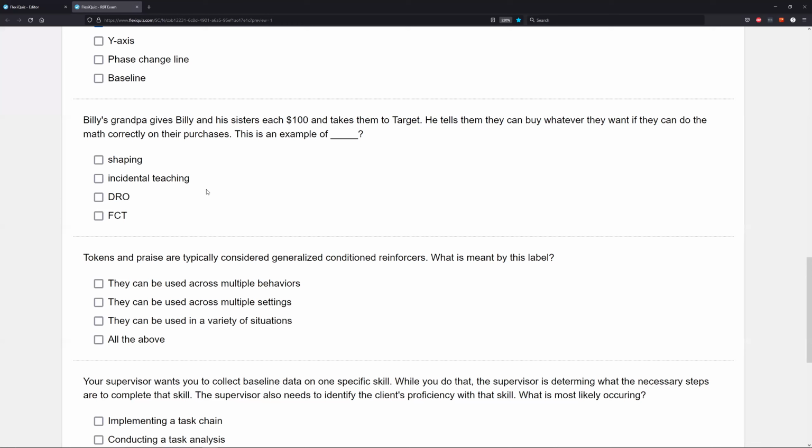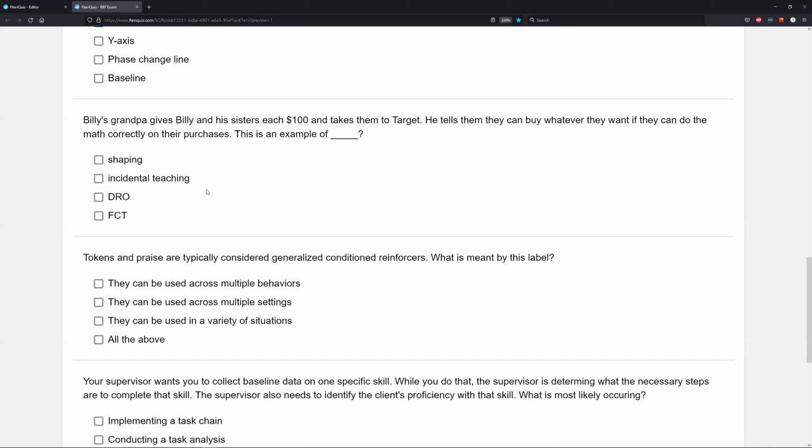What about incidental teaching? What is incidental teaching? Incidental teaching is another name for naturalistic teaching. Naturalistic teaching is using the natural environment as a teaching mechanism. So using naturally occurring scenarios to teach. If the grandpa gives Billy and his sisters each $100, and he's going to use whatever comes up through their purchasing as an example of teaching, this is a great example of incidental teaching, right?